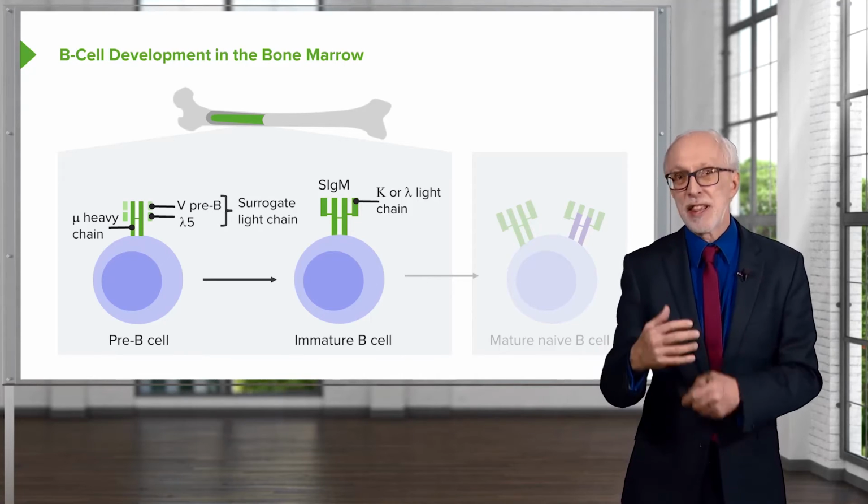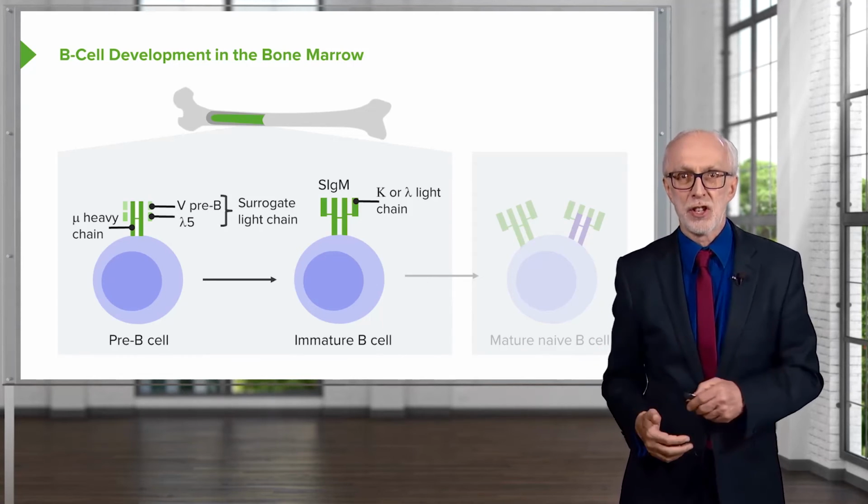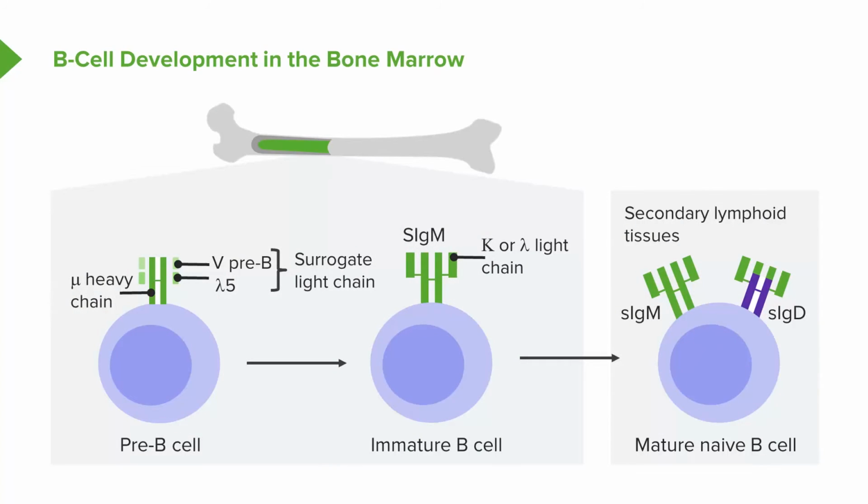And that can either be the kappa light chain or the lambda light chain, so that the mature B cell now has on its cell surface a proper mature version of the antibody molecule. Initially, these mature B cells that have not yet encountered antigen, we call them naive B cells, express on their cell surface two different classes of antibody, surface IgM and surface IgD.